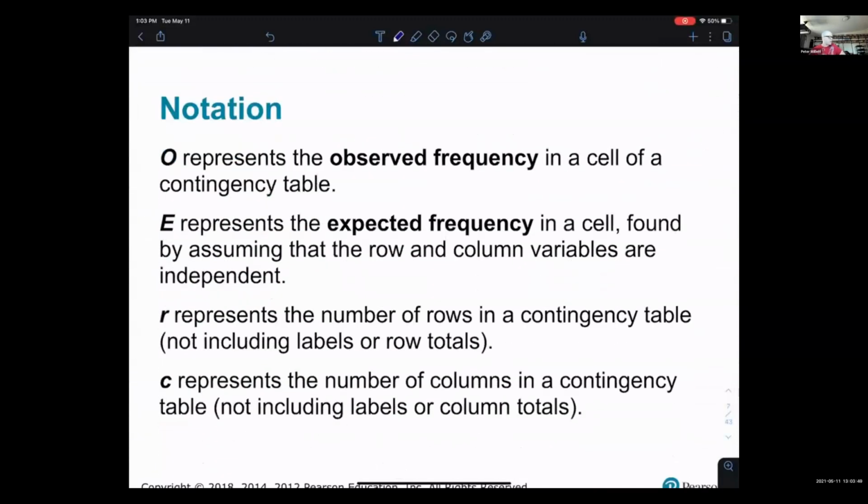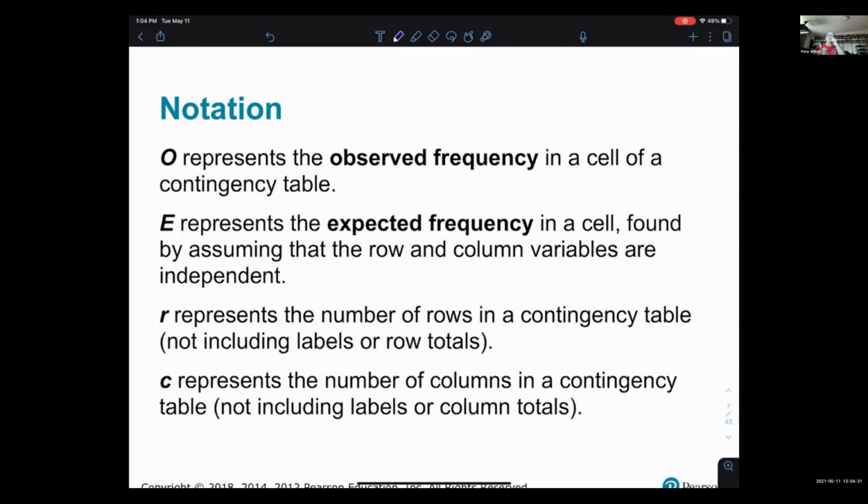E represents the expected frequency in a cell found by assuming that the variables are independent of each other. So if I looked at 100 people, there is some expectation of how those would be divvied out if really the two variables had nothing to do with each other. And so that E, they're going to give us a little formula for that. StatCrunch is going to do that for us. But we can then see, if there was no dependence, did the results match up with what I would expect? Do the observations match up with expectations if they are independent?